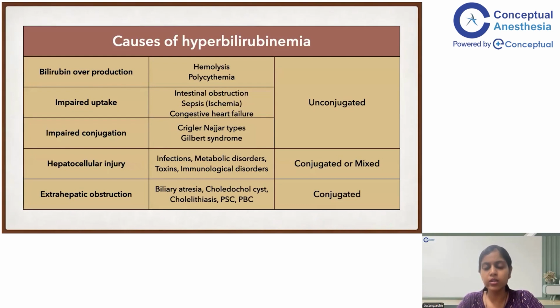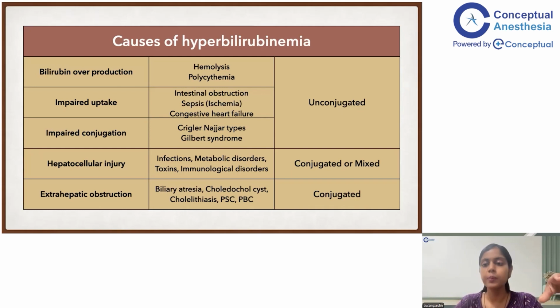Now let's look at the places where there can be a problem with this metabolism. First and foremost is your bilirubin overproduction. What are the situations where the bilirubin can be produced in excess? This will be hemolysis or polycythemia, where you have a lot of RBCs, and in hemolysis you have a lot of RBC breakdown, resulting in increase in the amount of heme production. So this will result in unconjugated hyperbilirubinemia.